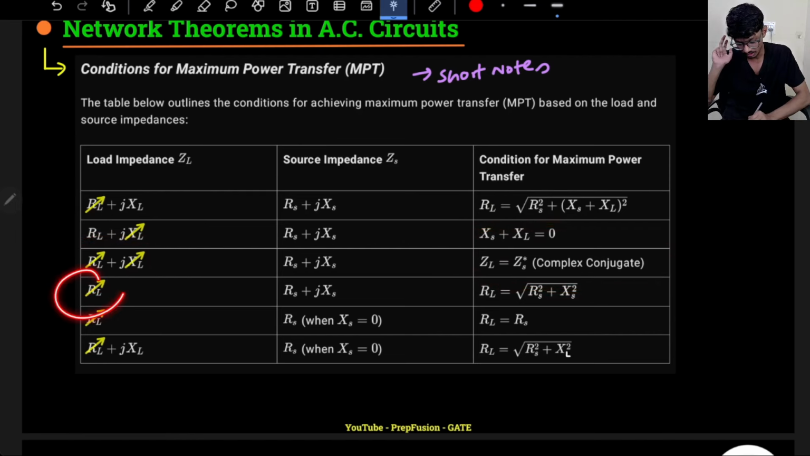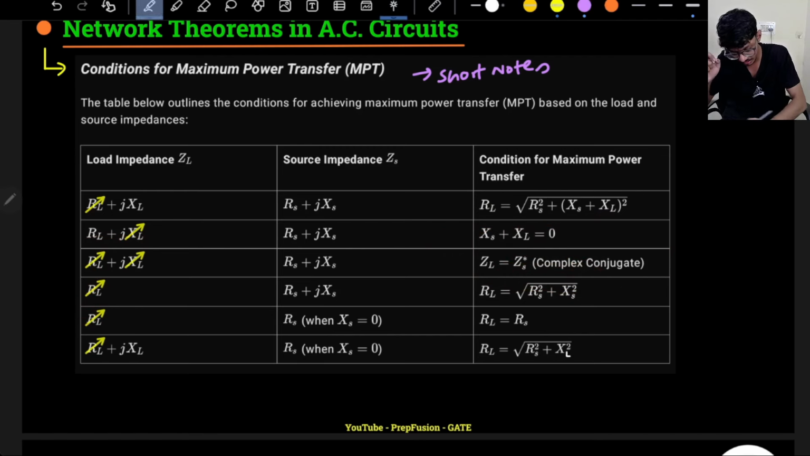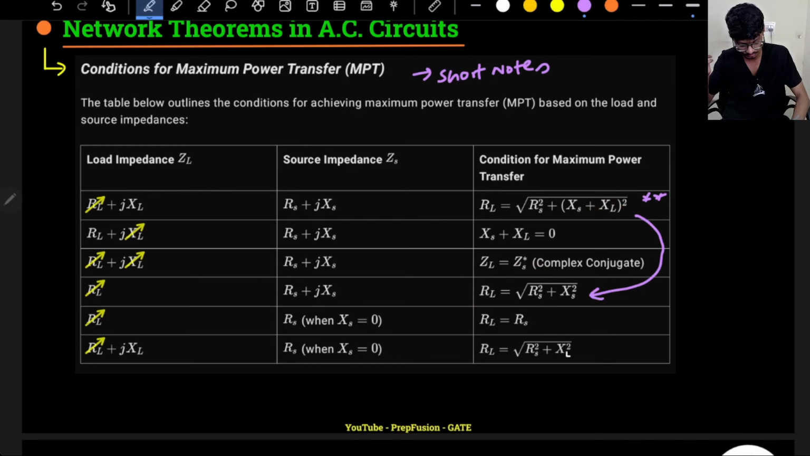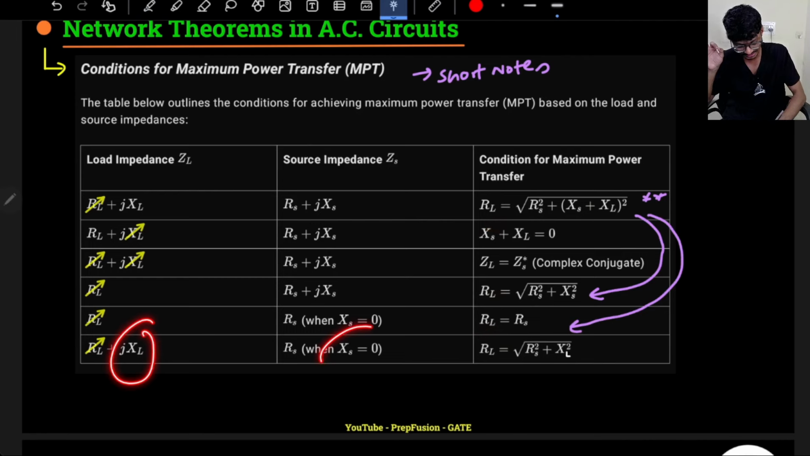If only RL is there, there is no reactance. So here you will just put XL equal to 0 in this formula. Just remember this formula is the main formula, and you will get back to this result. So this formula is derived from the previous one. Same for this one as well, whereby both my XS and XL are 0. So automatically your RL will be equal to RS. And here I have XL but XS is not there. So again we are deriving from this formula only. You just put XS equal to 0, and you will get back to this result.